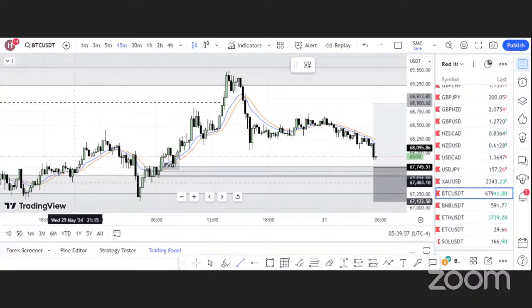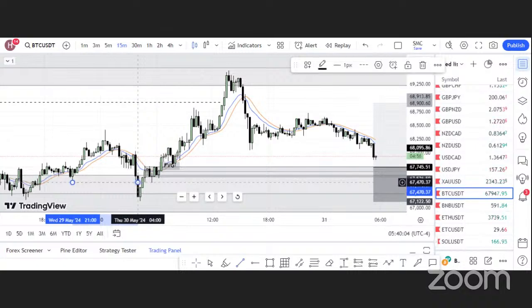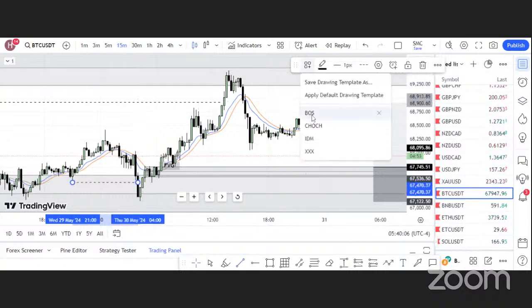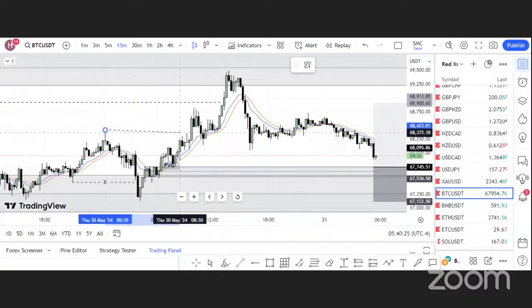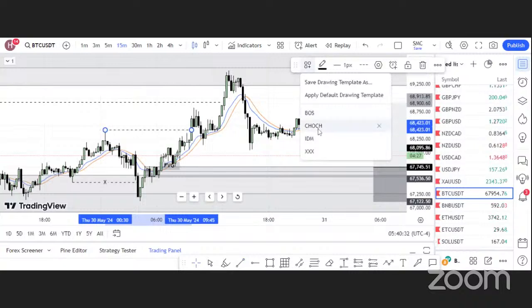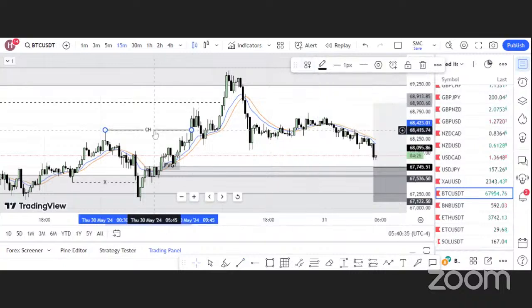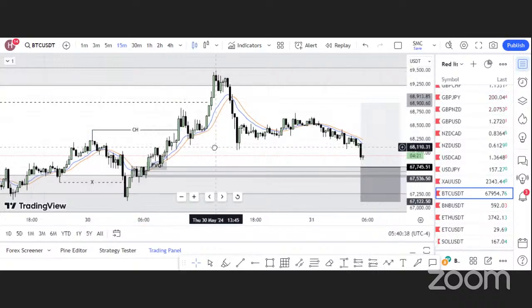And we also have a liquidity grab. Then here we have market structure shift. Market structure shift is also change of character.